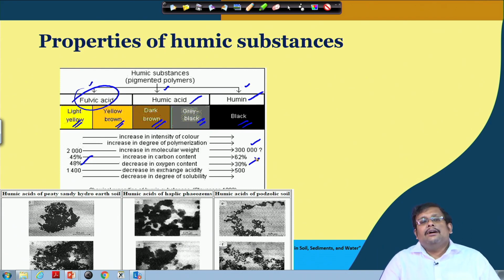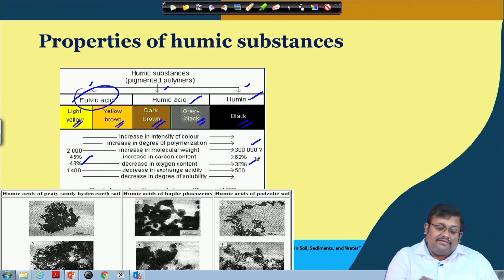As a result of more oxygen containing groups in case of fulvic acid, obviously their exchange acidity is higher than that of humic acid as well as humin. So, if we consider exchange acidity, it is highest in case of fulvic acid because it contains more oxygen as well as acidic groups, and as a result their exchange acidity is higher than that of humic acid, which is further higher than that of humin.